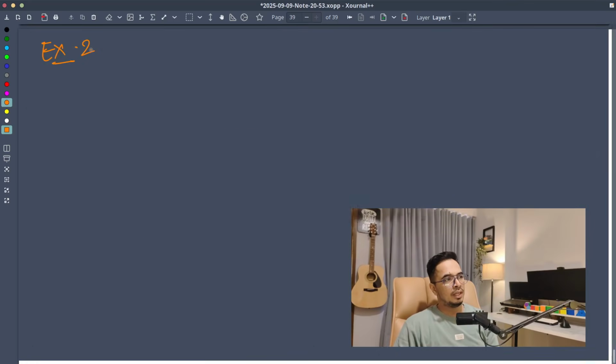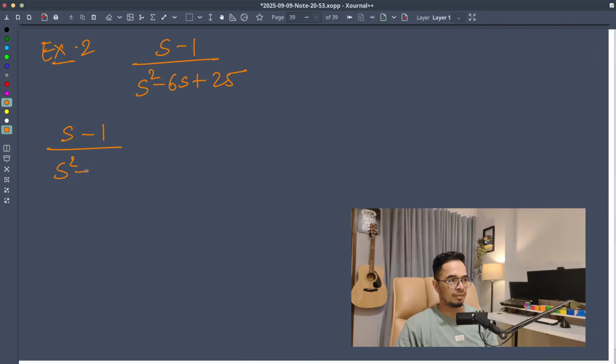Say I am looking at a scenario where I have to find the inverse Laplace transform of s minus 1 divided by s square minus 6s plus 5. Now in this case, again, the denominator comes very intuitively to us. We can split it very easily, but what about the numerator?